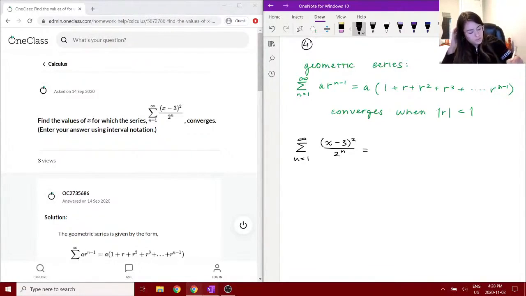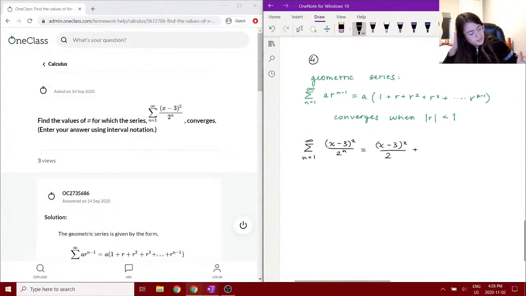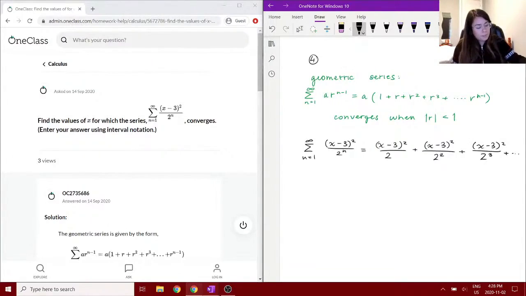So at n equals 1, which is where we're starting, according to the notation, we have (x minus 3) squared over 2, because if n is 1, it's just 2, plus the next term where n is equal to 2, we have (x minus 3) squared over 2 squared, plus (x minus 3) squared over 2 cubed, and of course we know that goes on and on. Okay?